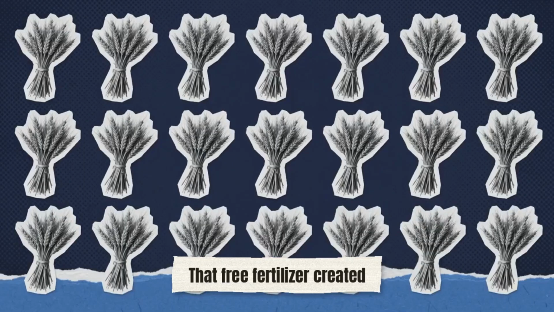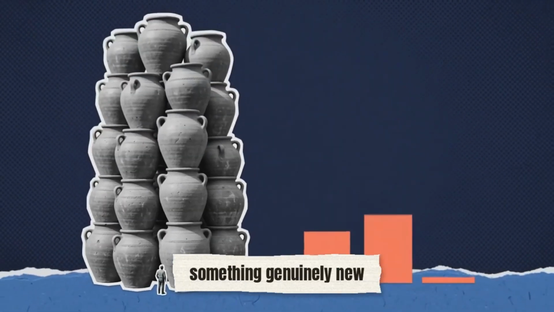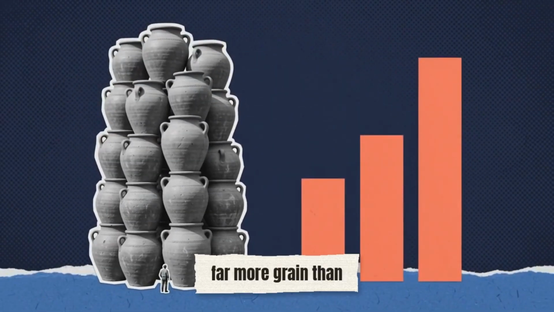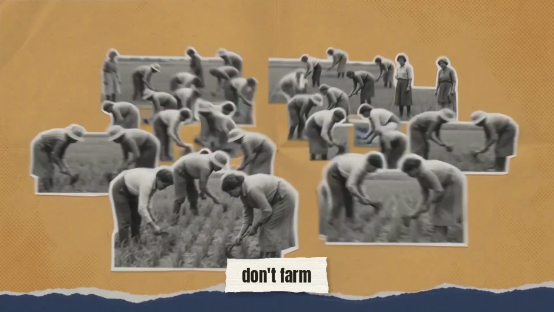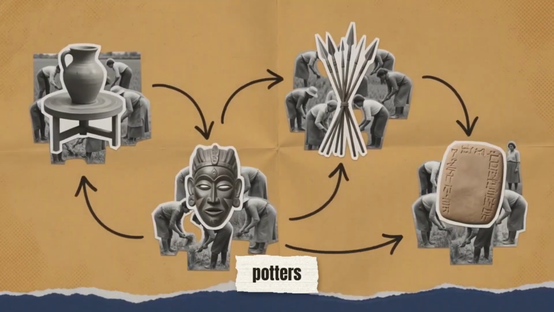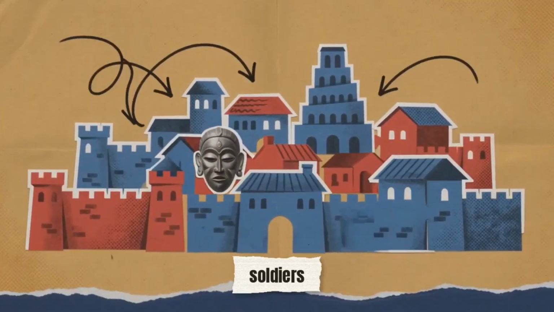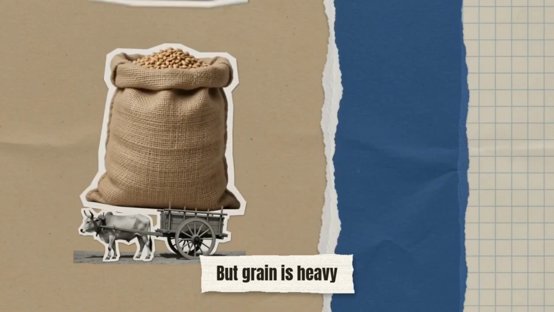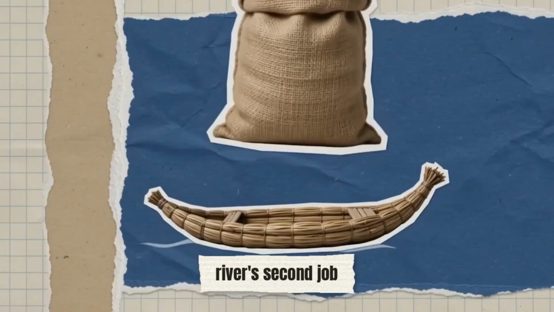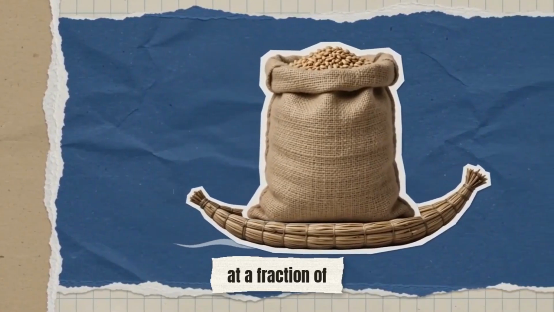That free fertilizer created something genuinely new, a surplus, far more grain than the people who grew it could ever eat. Surplus feeds people who don't farm, and those people become potters, priests, soldiers, and scribes, which is another word for a city. But grain is heavy, and that is the river's second job, because water moved cargo at a fraction of the cost of land.